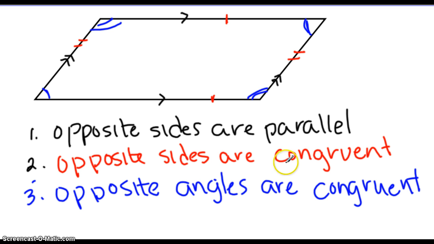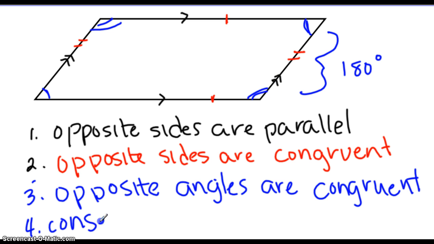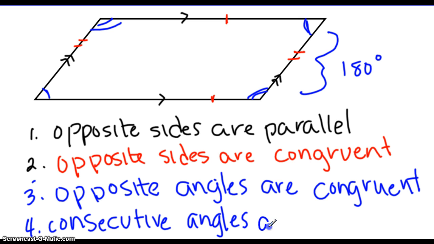And then the fourth property we already talked about twice already. I've said it, but I said that on these 2, which are consecutive because they're without interruption, or these, because they're consecutive, which means without interruption, have to be 180 degrees. So I'm going to say that consecutive angles are supplementary.